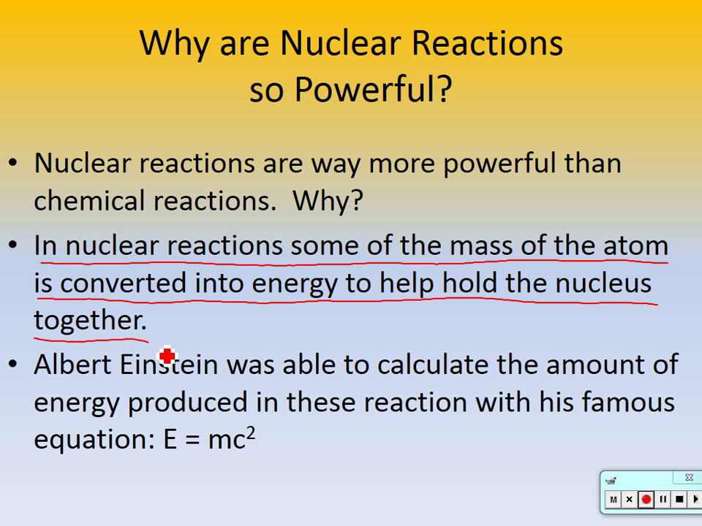That doesn't really make sense, does it? Well, Albert Einstein, that's one of the reasons he became so famous, was able to calculate the amount of energy produced in those reactions with this famous equation, E equals mc squared. Okay, you're going to have to know this equation for the test. E equals mc squared. You see it all the time with Einstein's picture, right? You've heard of this equation? It's one of the most well-known equations in science. Well, nobody had figured it out before.